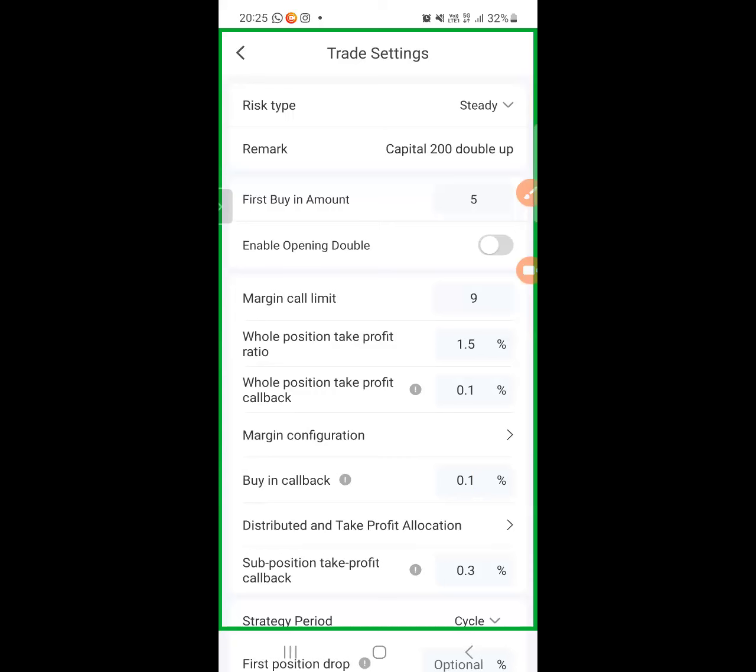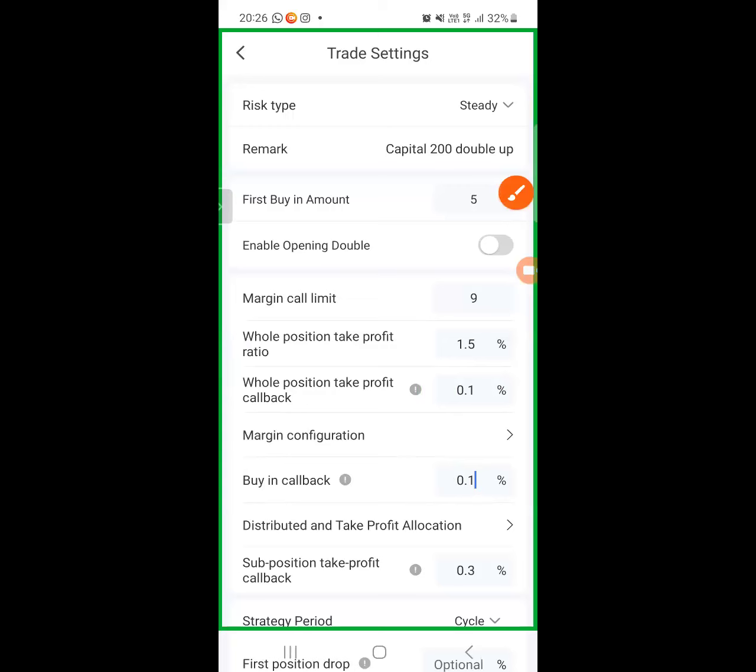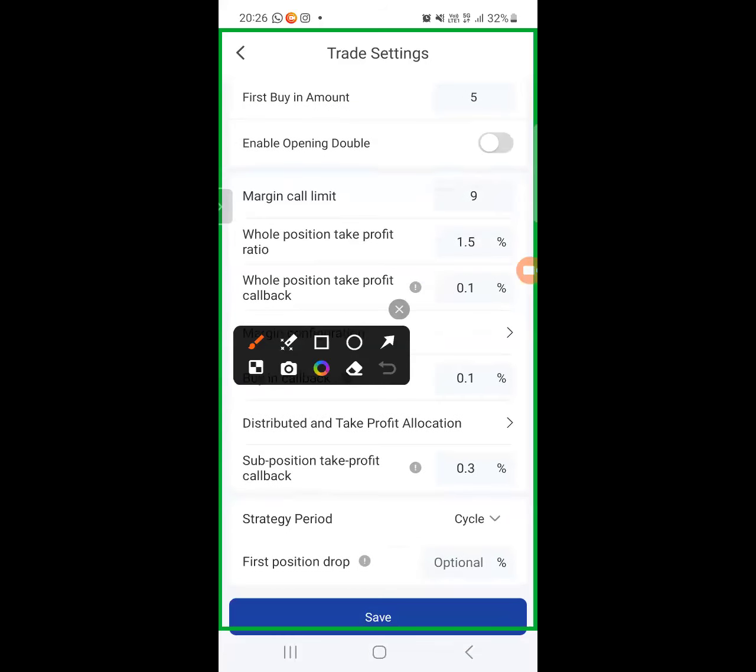Okay, so this one stands for when it's going down. This one stands for when it's going up. It applies for up. This one applies for down. Now this part, the third part, this part 0.3, it applies for here, distribute and take profit allocation. Let me tap on it for you to see.